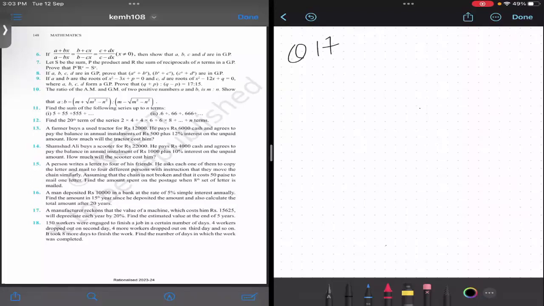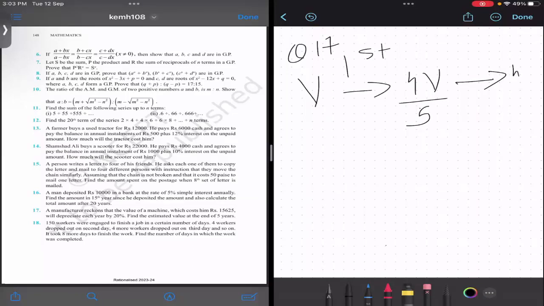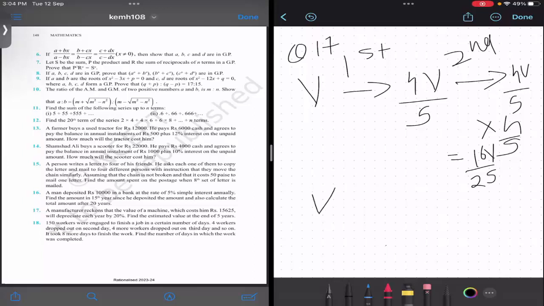Right. Let's say the value of the machine is V at the start of the first year. After the first year, it is going to be 4V upon 5. Right. After the second year, it is going to be 4V upon 5 into 4 upon 5, and that is going to be 16 upon 25 V. So if you see this, the value of the machine after the nth year is going to be the value from the start into 4 upon 5 raised to power n, right?